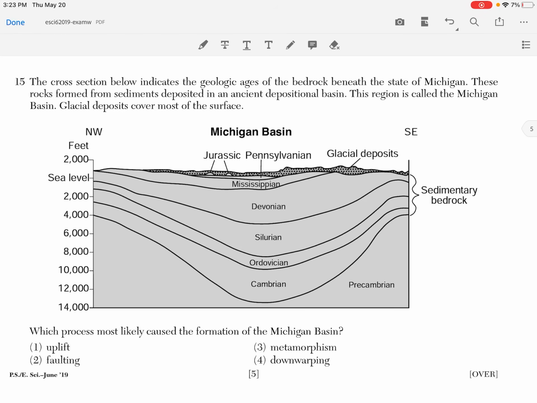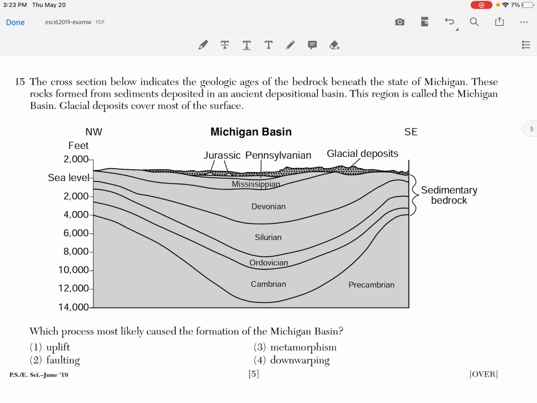All right, number 15 was a pretty famous question from June 2019. I remember seeing this for the first time and saying, why did they do this to you? This is a question about Michigan, not even New York State geology here. But anyway, it's not as bad as you might think, but there is a word in here that's maybe a little bit confusing. So first off, we want to know what caused the formation of this Michigan Basin.